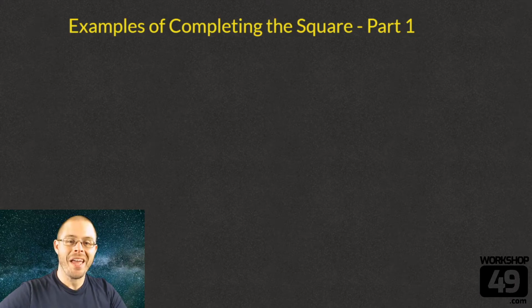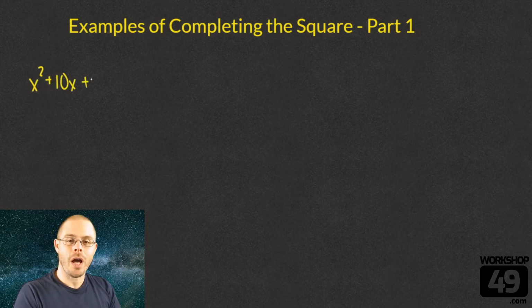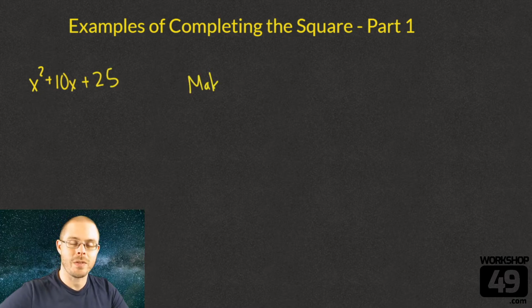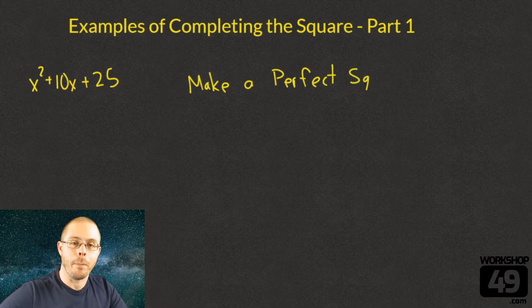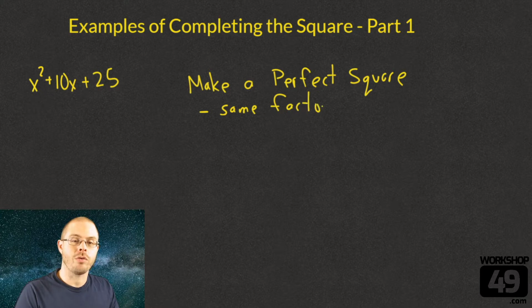Hey everyone! In this video, we are going to be working through some examples of completing the square, and this is part one, so we'll start with some easy difficulty ones. I'm going to put up a quadratic here in standard form, x squared plus 10x plus 25, and the goal of completing the square is to try and make a perfect square. A perfect square is when we factor a quadratic and we get the same factor twice.